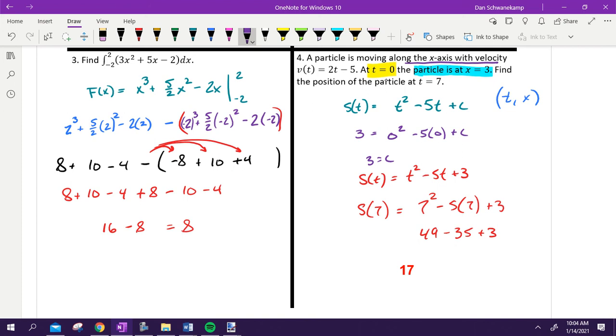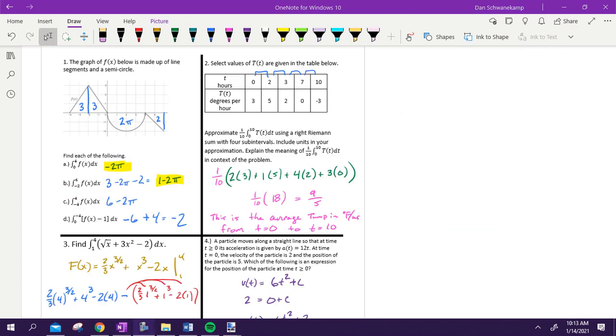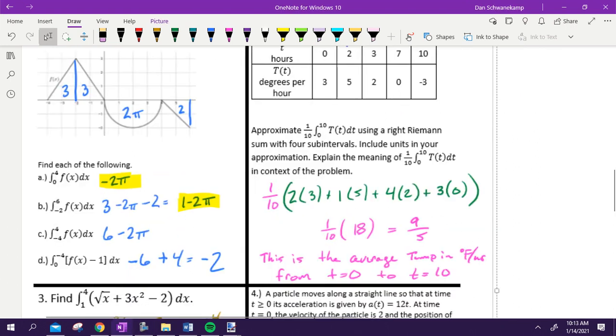But here we found the antiderivative. We then plugged in 0 and 3 to figure out what c is. Then we plugged in c, and then we plugged in 7 to find position. Other questions through number 4? Cool. Let's look over the other side here.